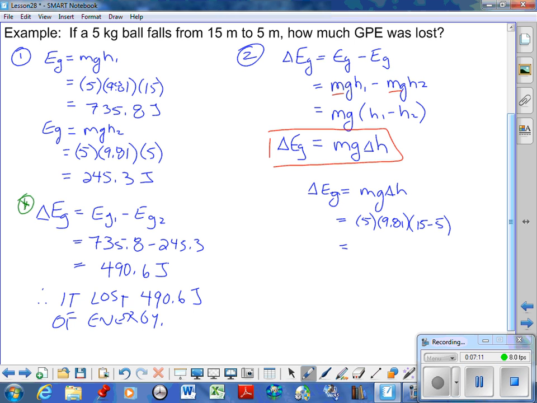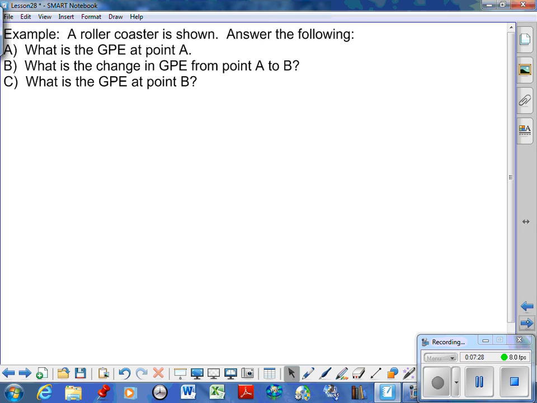We get 490.5. Surprise, surprise. So therefore, same as the previous therefore statement. So really method 2 is more efficient, far more efficient, but we really needed method 1 to get there. Okay, so you're more than welcome to use method 2 when you're dealing with change in gravitational potential energy.